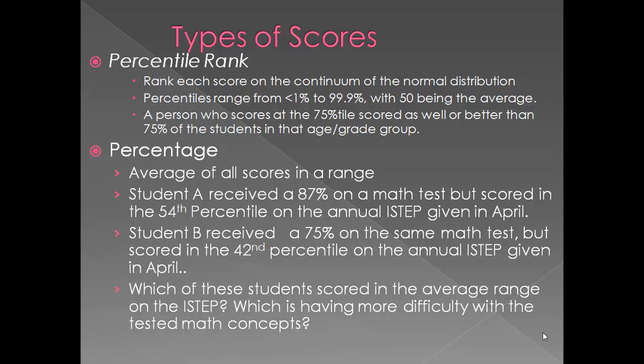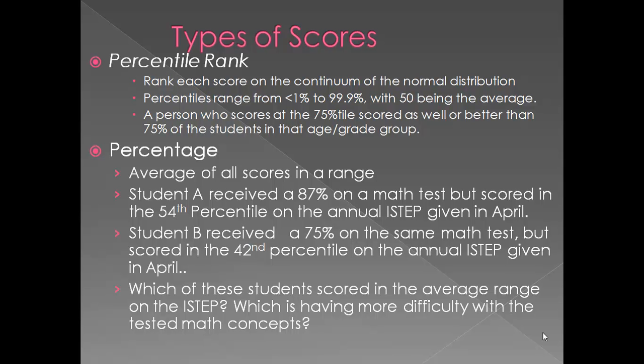Again, we're talking about the mean. So here's our example. Student A received an 87% on a math test, but scored in the 54th percentile on the annual I-STEP given in April. Student B received a 75% on the same math test, but scored in the 42nd percentile on the annual I-STEP given in April. Which of these students scored in the average range on the I-STEP?